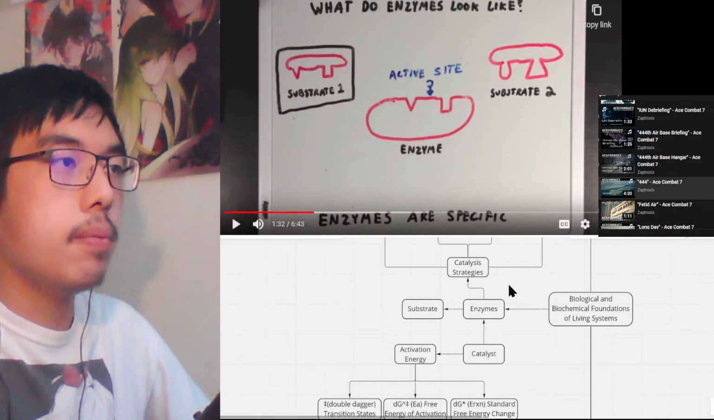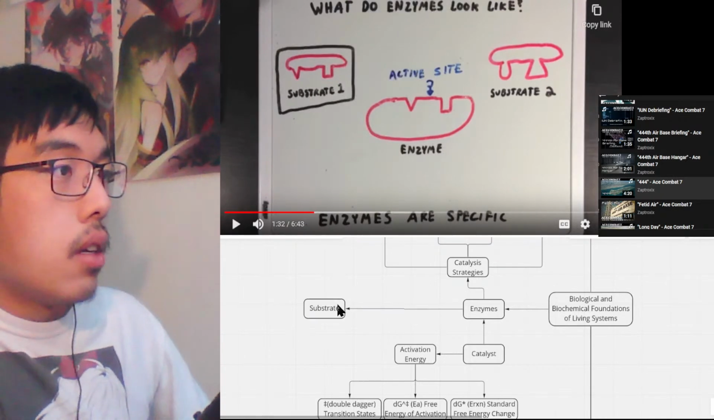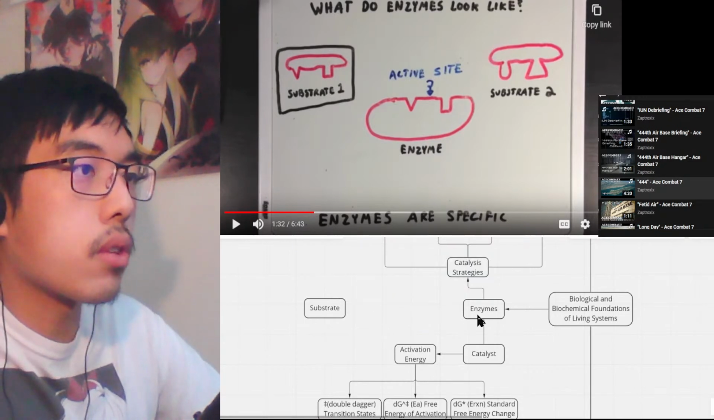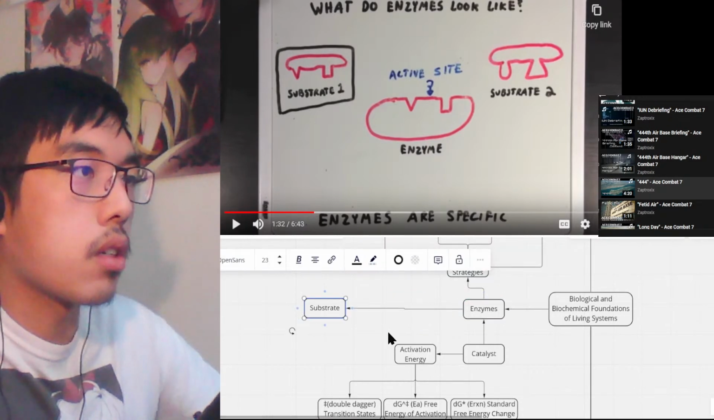Oh, okay. Let me put active site in the middle. Forgot that that would probably come up.